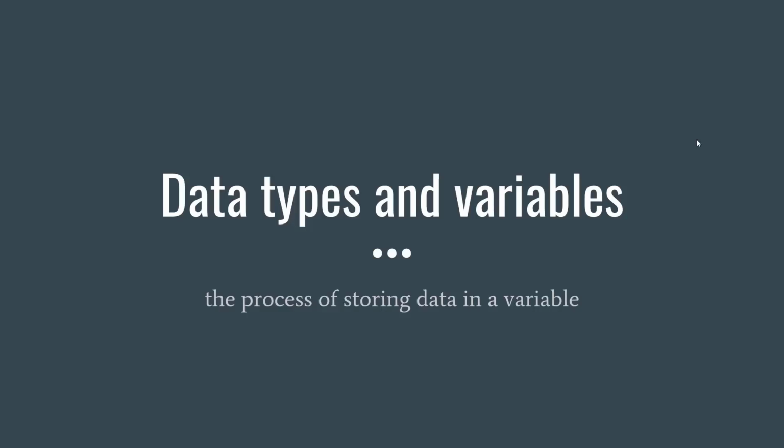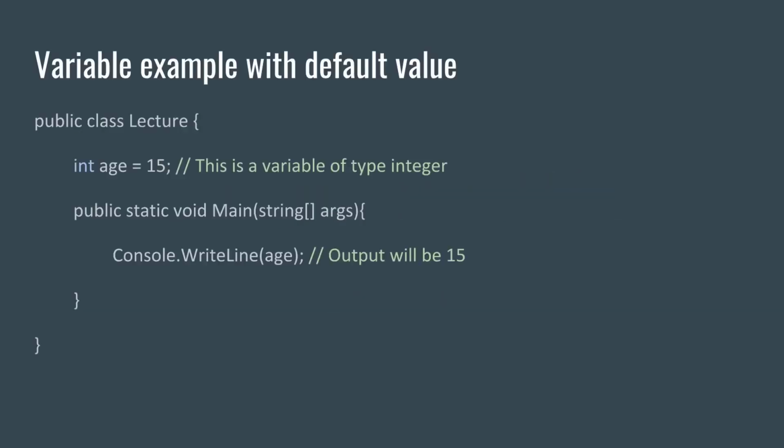So first of all, we have an example here. What you can see, we have a class which is called Lecture, so the general structure that we had used before. Then we have this int age, which is a variable, and we assign a value of 15 to it. So what we're using here is a basic variable called age, which is of type integer. So we use the keyword int.